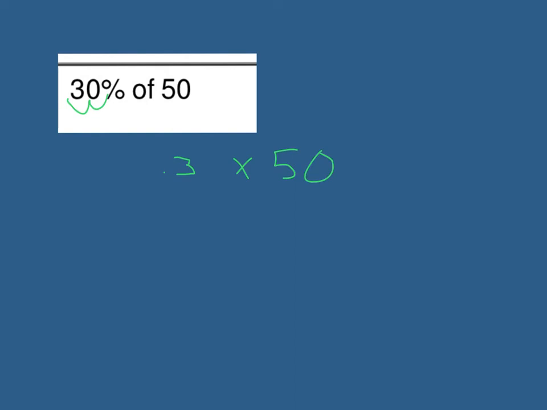50. 3 times 5 is 15. So we have 150. And then we have our decimal number here, and we have one digit that is to the right of our decimal point. So that means we need to take our invisible decimal right there and move it 1 place to the left. And again, we arrive at the answer of 15.